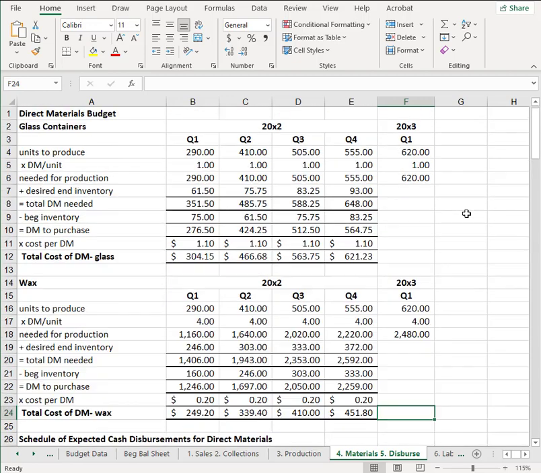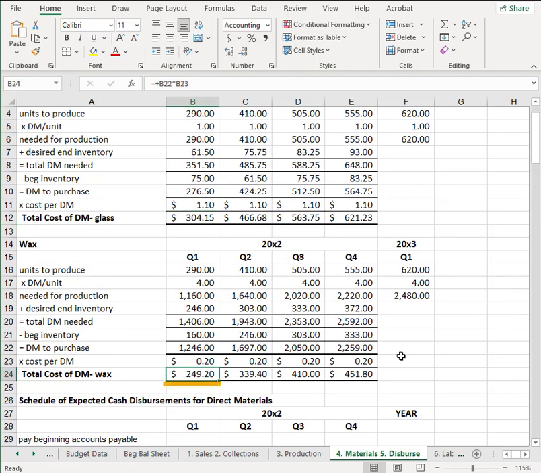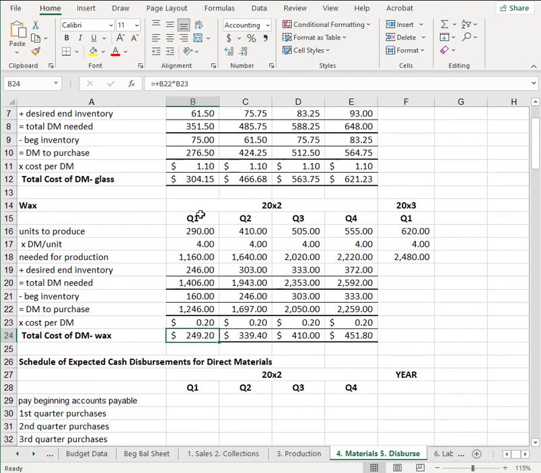So we have two kinds of materials. In quarter one, we're going to buy $304.15 of glass containers and $249.20 of wax. So the total materials that will be bought is both those numbers. When are we going to pay for those? When are we going to pay for those first quarter purchases? We've got to go look at the policy.